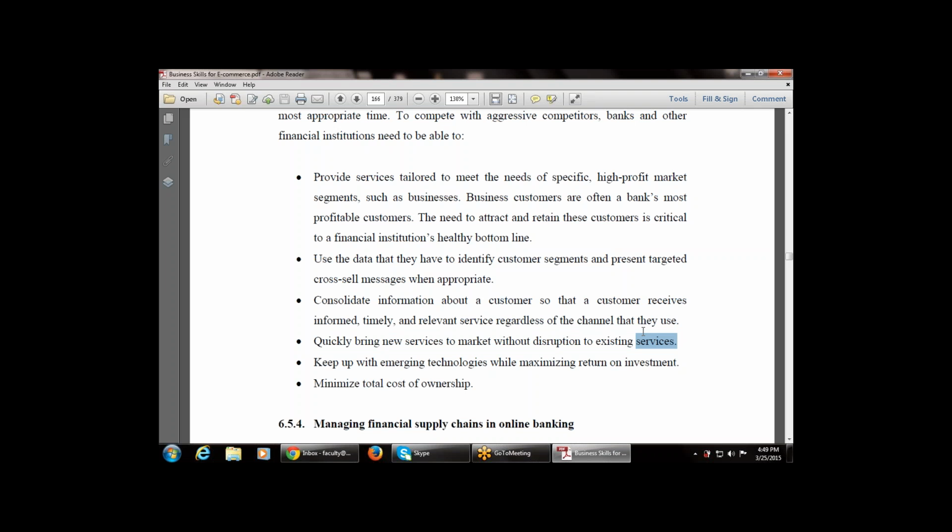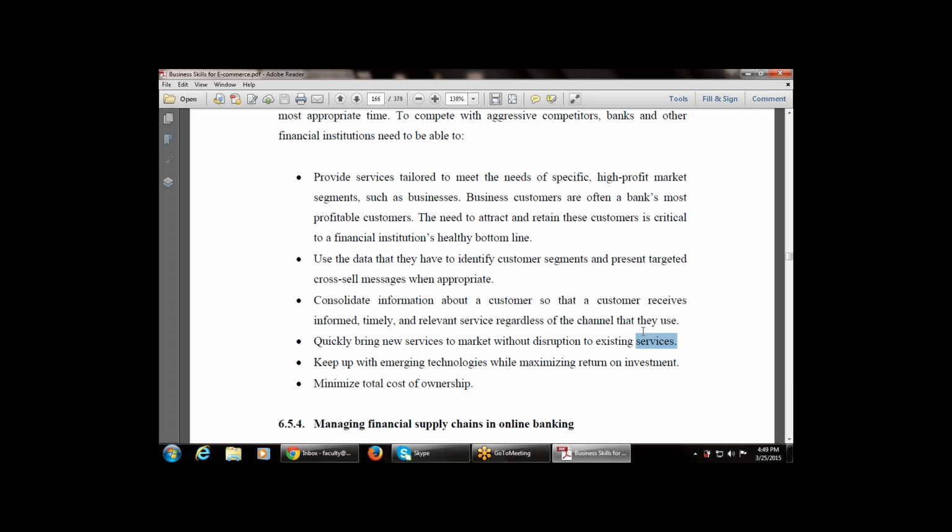So first of all, the bank has to keep each and every piece of information, whether personal or private. It is the responsibility of the bank to store the information about a customer so that a customer receives informed, timely and relevant services regardless of the channel they use. So that every update can be taken by the customer at their end.